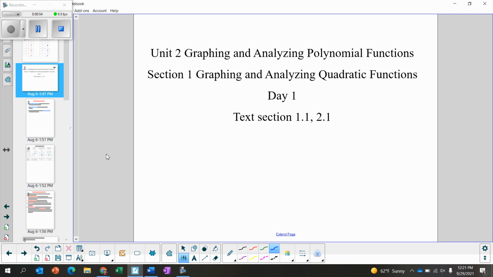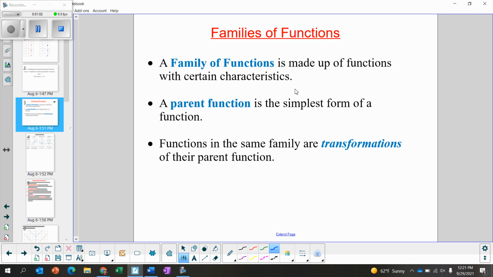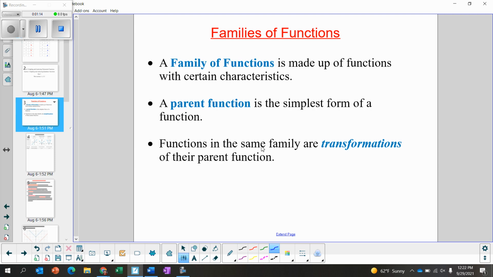All right, this is the first day of sections 1.1 and 2.1 combined. First day of unit 2, section 1. A family of functions is made up of functions with certain characteristics. The parent function is the simplest form. So we just saw the simplest form of a quadratic and the simplest form of an absolute value. These are the parent functions. Functions in the same family are transformations of their parent function.